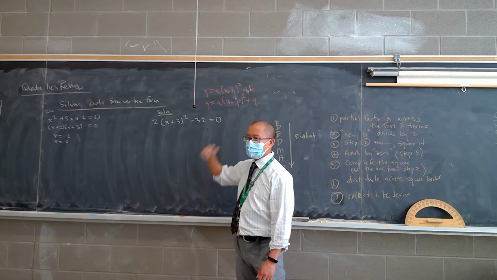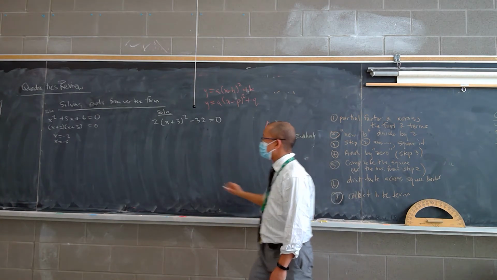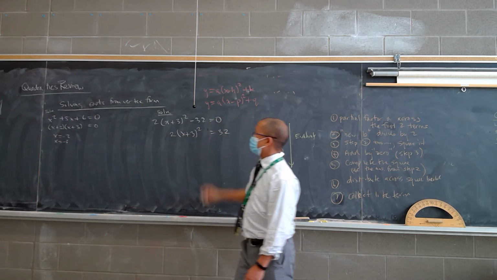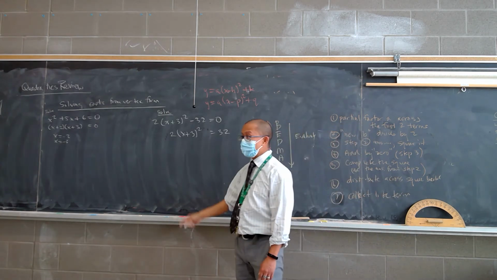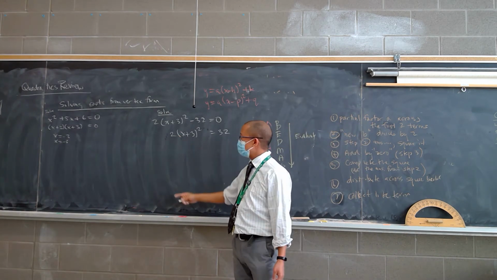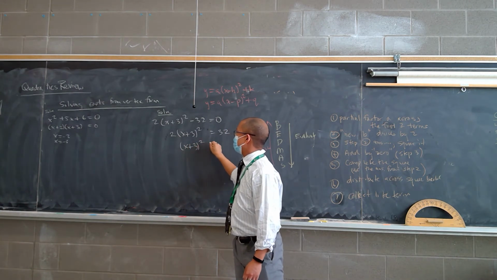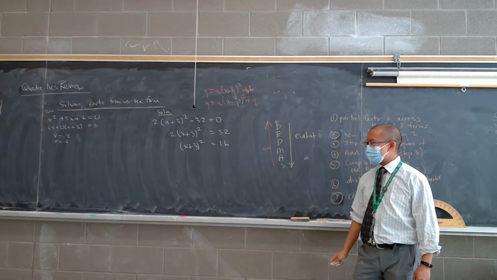In this case, this is -32, and what are we going to do? We're going to add 32 to both sides. Notice what we get? We get that. What do we do next? I think everybody agrees we're going to divide by 2. And we get 16. And this is where the conundrum lies.